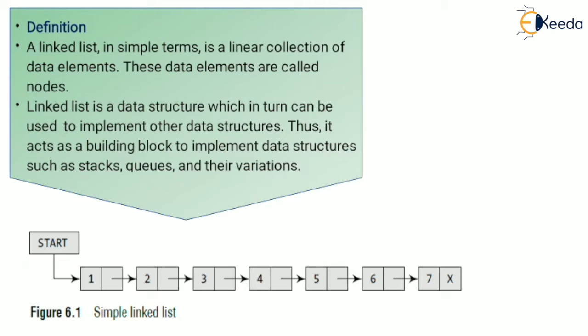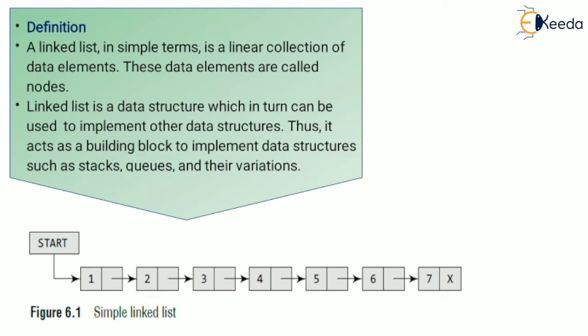Now the left part contains the data. It includes a simple data type, so it may be an array or a structure. The right part of the node contains a pointer to the next node. The last node, with the element 7, will have no next node connected to it, so it stores a special value called a null value. The null pointer is always represented as X.